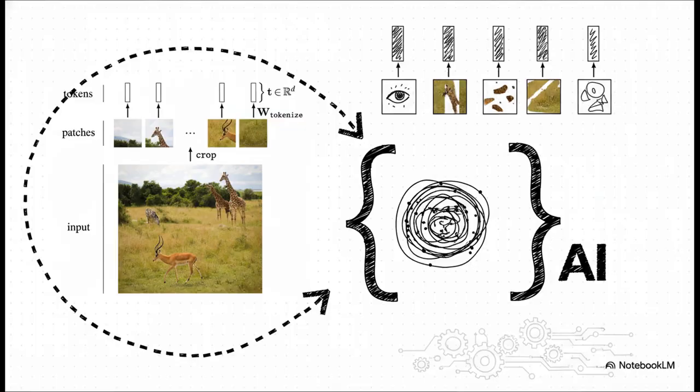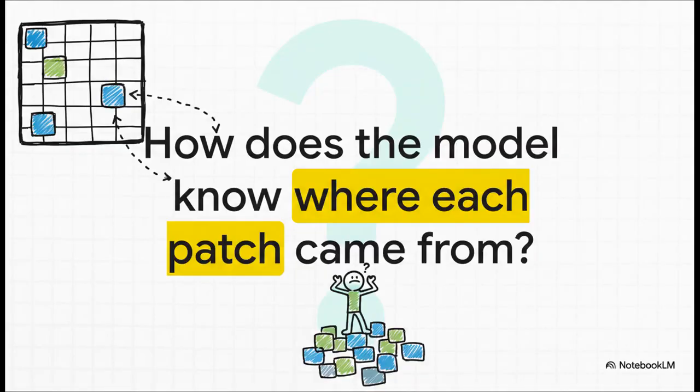Pretty cool, right? But hang on. This creates a new puzzle, doesn't it? If you just have a bag of these patches, you've lost all the information about where they came from. The model has no idea if a patch belongs in the top left or the bottom right. So, how does it keep track of the original layout?